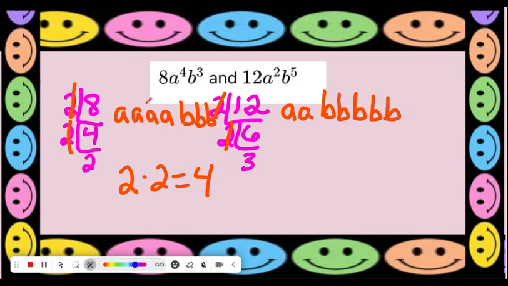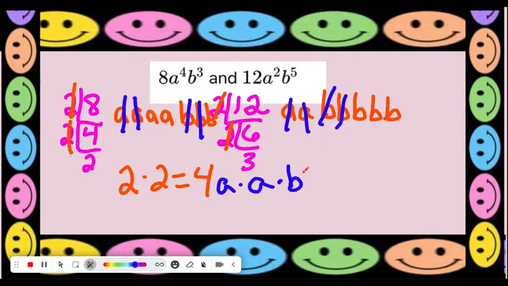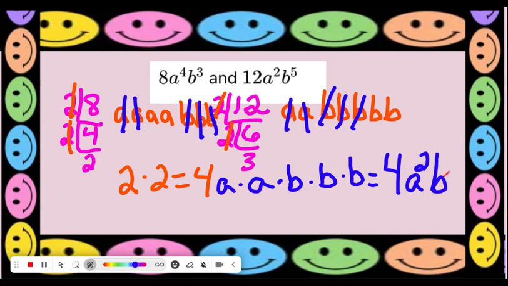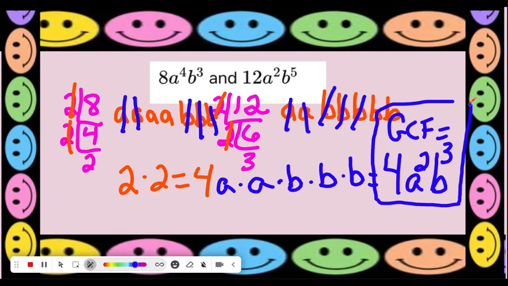Now we're going to do the same thing. Match, write it down. Match, write it down. No more a's match, let's do the b's. Match, write it down. Match, write it down. Match, write it down. So here we have 4a squared b cubed is the GCF. If you notice, you're taking the lowest power of the variables. So that's another way of looking at it.